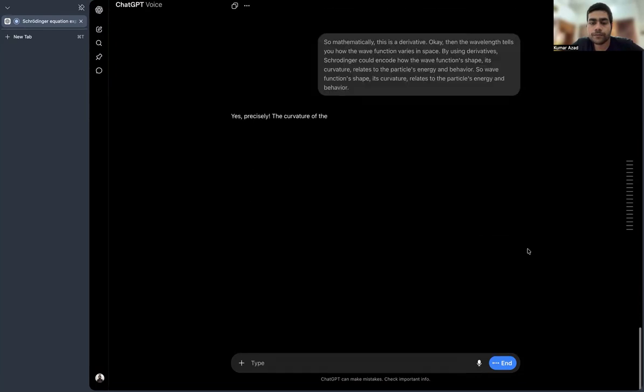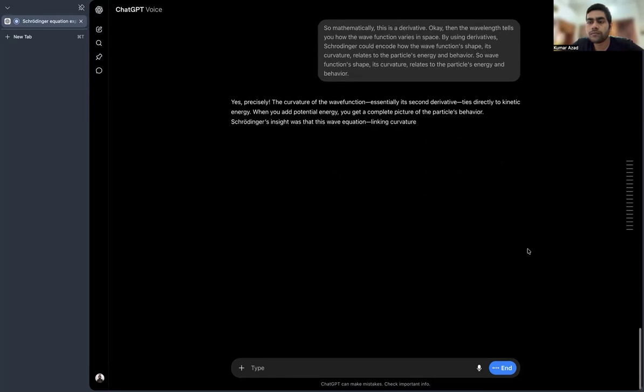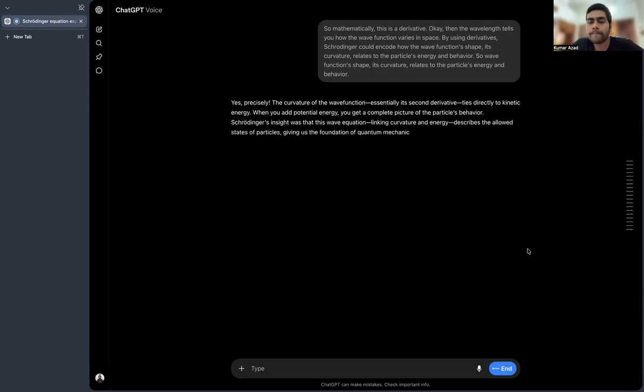Yes, precisely. The curvature of the wave function, essentially its second derivative, ties directly to kinetic energy. When you add potential energy, you get a complete picture of the particle's behavior. Schrödinger's insight was that this wave equation, linking curvature and energy, describes the allowed states of particles, giving us the foundation of quantum mechanics.